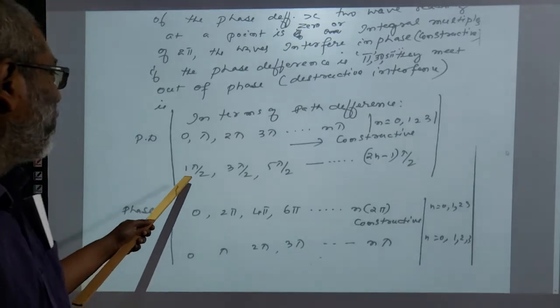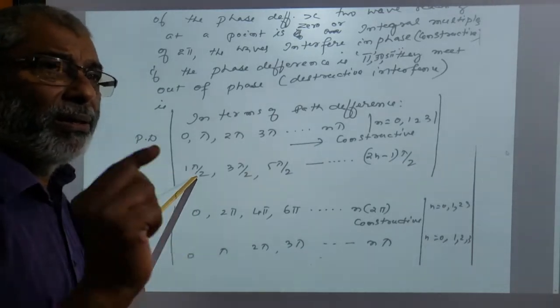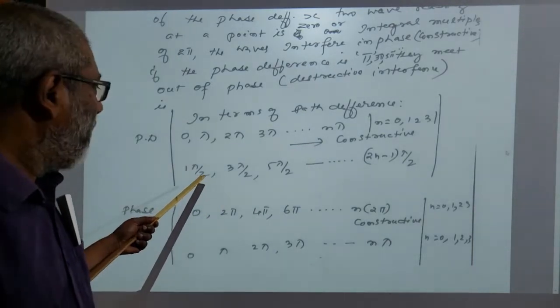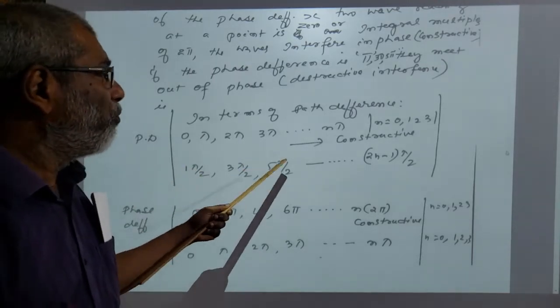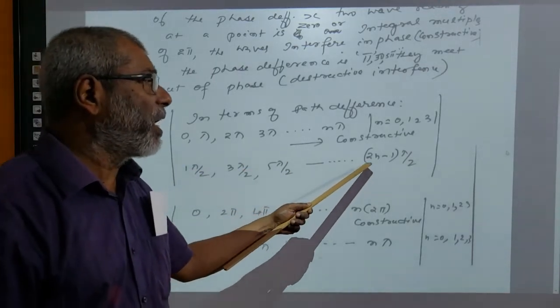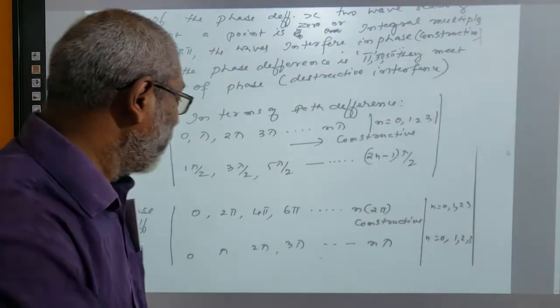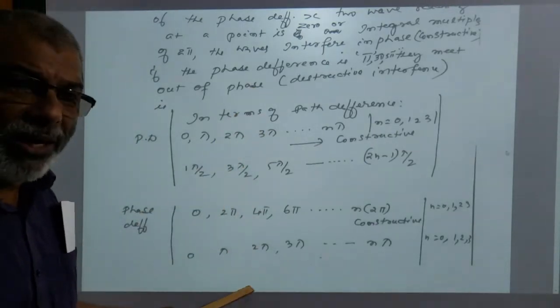Now for destructive interference, the condition is this one. If the phase difference is pi, 3 pi, 5 pi, 7 pi, etc., or path difference is equal to lambda by 2, 3 lambda by 2, 5 lambda by 2, etc., 2n minus 1 lambda by 2, that point will be a dark point. So those things have been again explained here.